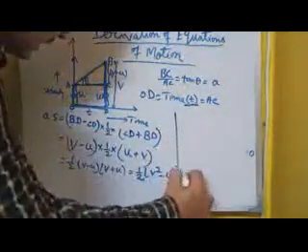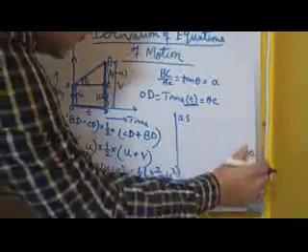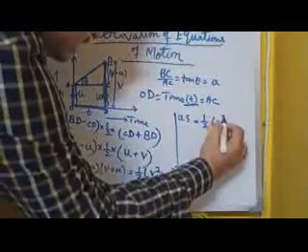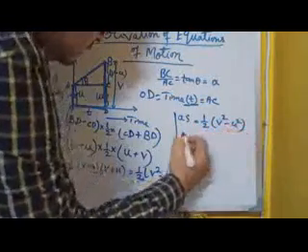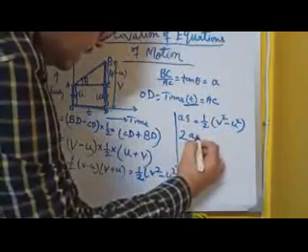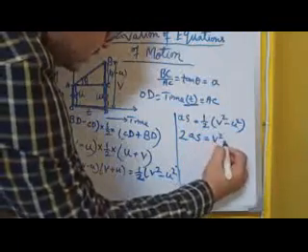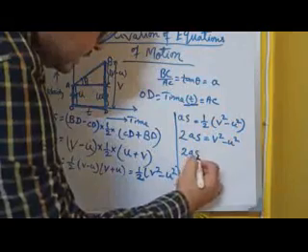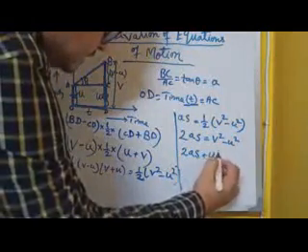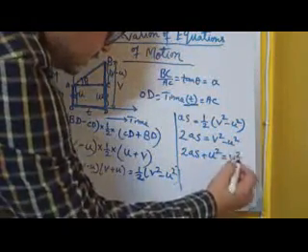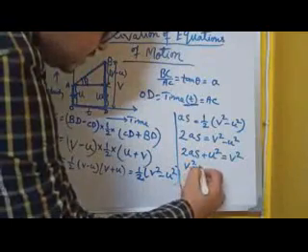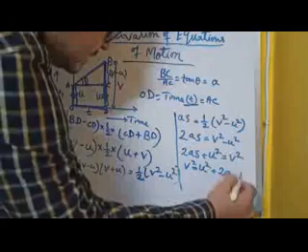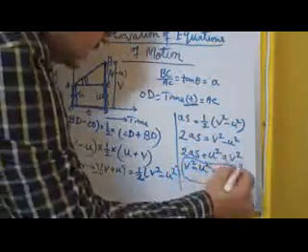So what you will get? AS is equal to half of V square minus U square. To multiply here, 2AS is equal to V square minus U square. Then 2AS plus U square is equal to V square. So finally you get V square is equal to U square plus 2AS. This is the graphical proof.